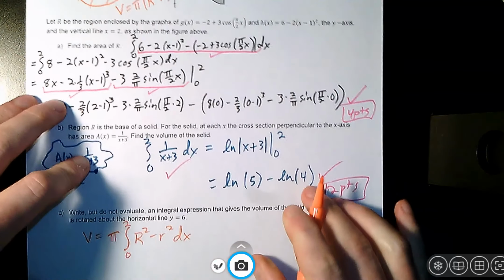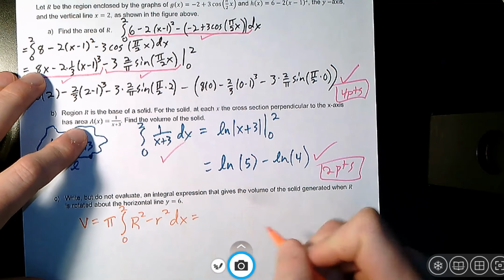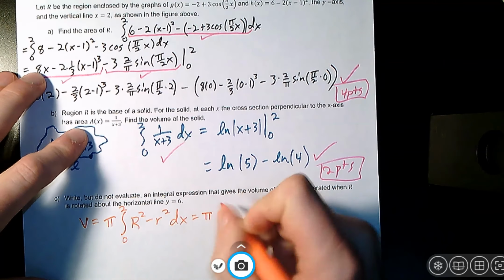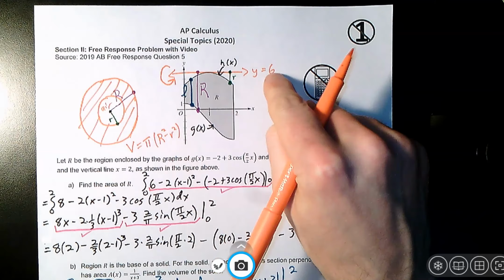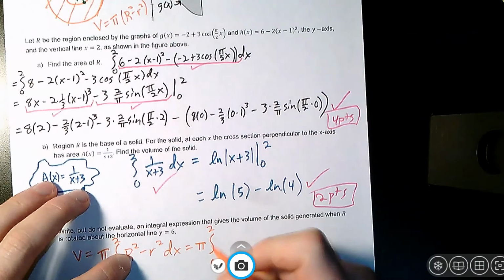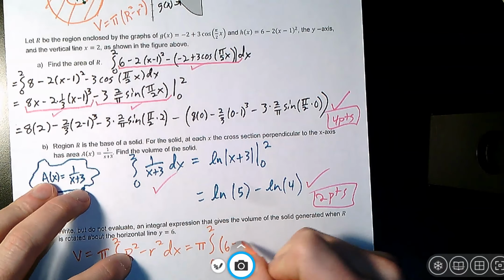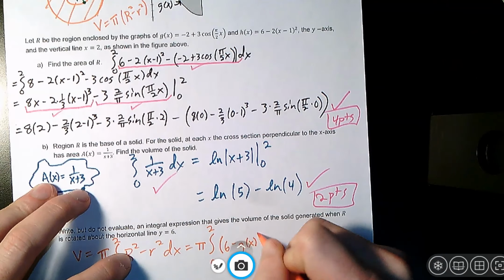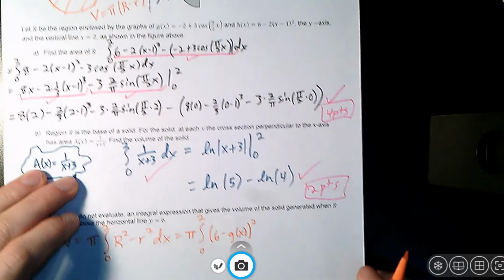Now I've got to actually tell the readers what big R is and what little r is if I want to earn any points here. So I'm going to say that's equal to pi times the integral from 0 to 2 of big R, which is top minus bottom. On top is y equals 6. On bottom is g of x. So big R is going to be 6 minus g of x. And don't forget, it is squared. So we've got to square it, just like that.